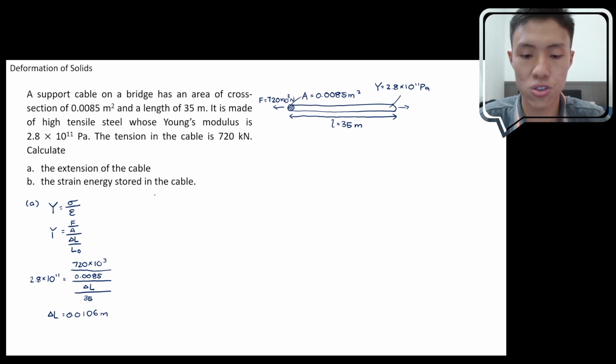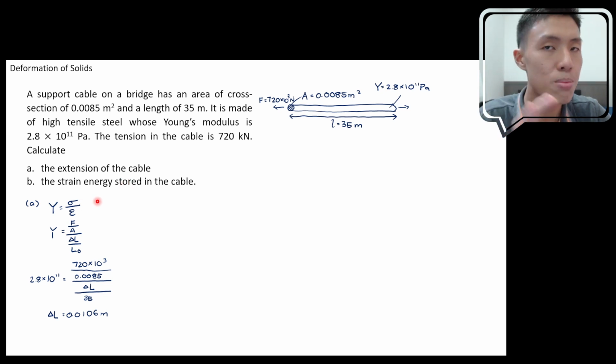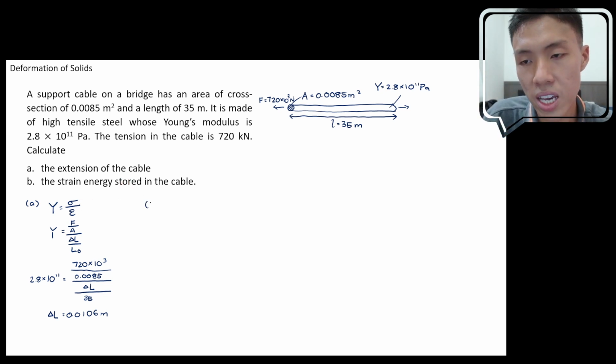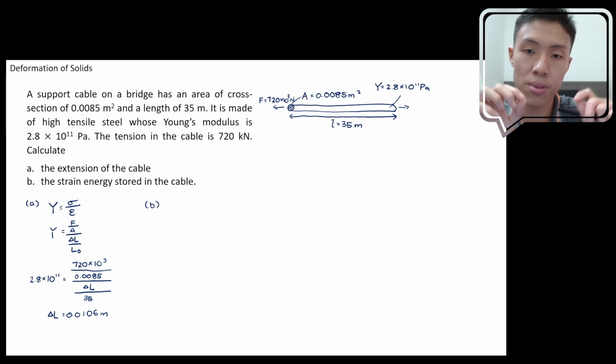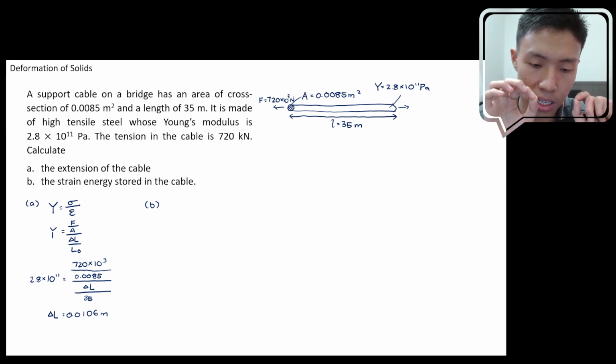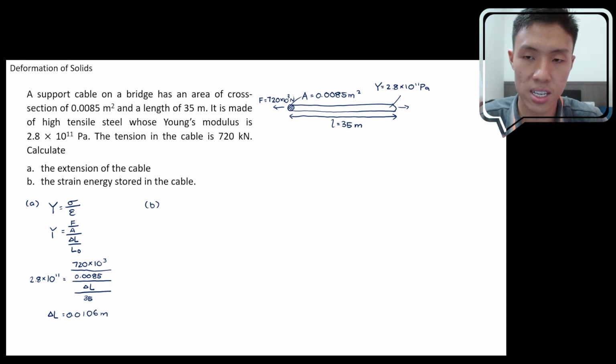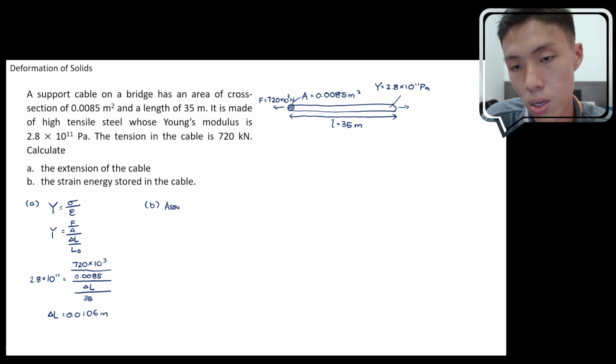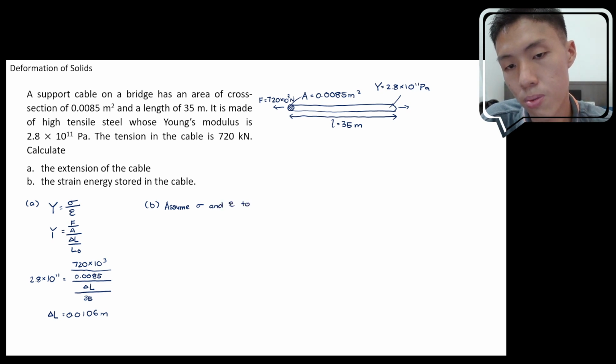Okay, next you have your strain energy stored in the cable. Well, for strain energy, in our syllabus, if you are asked to determine strain energy, there's some assumption that we need to make. We are only able to determine the strain energy if the amount of stress or strain experienced does not exceed the proportionality limit. We will need to assume the stress and strain to be below the proportionality limit.